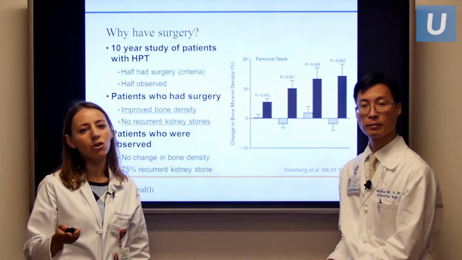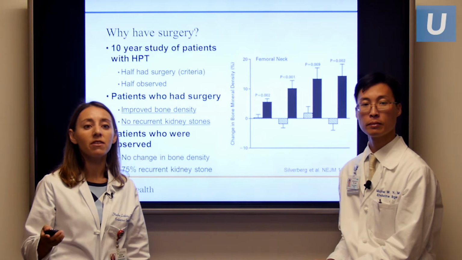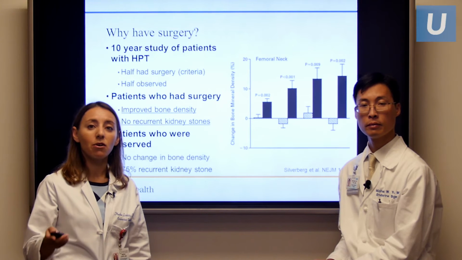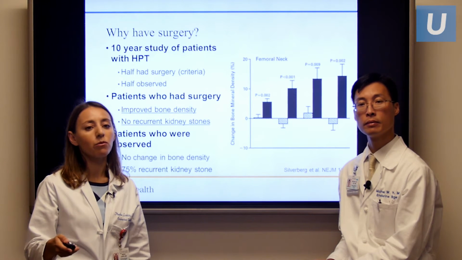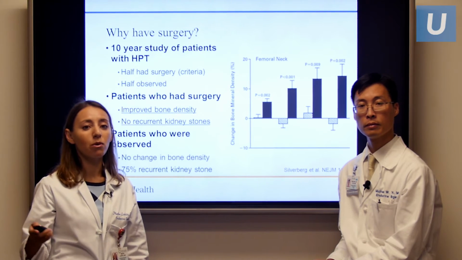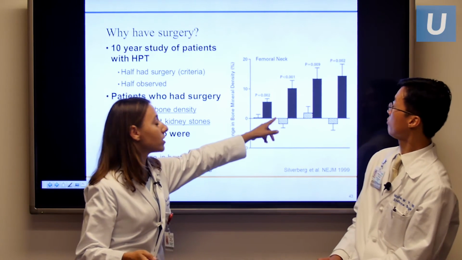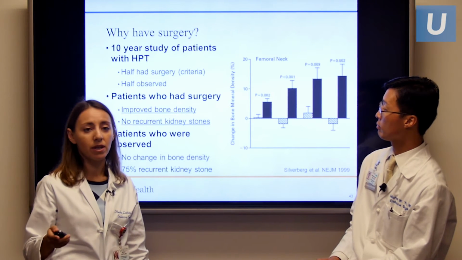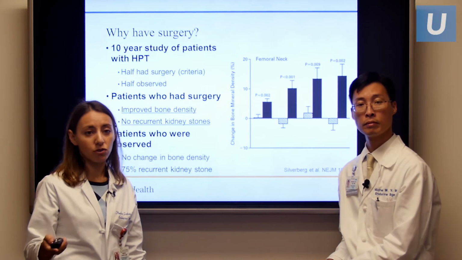So this was a 10-year study of patients who were prospectively followed with hyperparathyroidism. Half of them had surgery, based on the criteria that I just showed, and half of them were observed. The patients who had surgery had an improvement in their bone density, and those are these solid bars that you can see here. And they had no recurrent kidney stones. None of the patients who had kidney stones had another one after surgery.